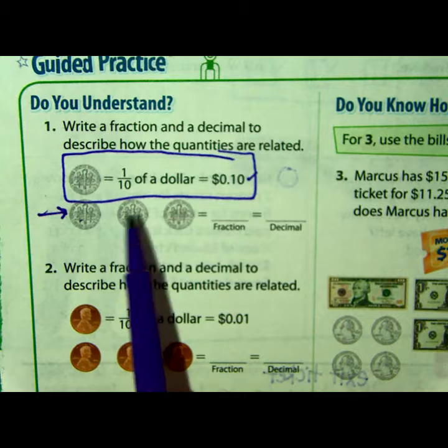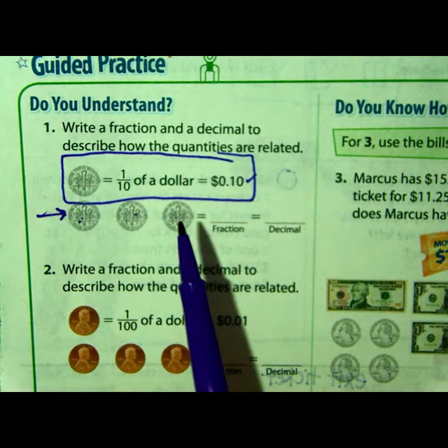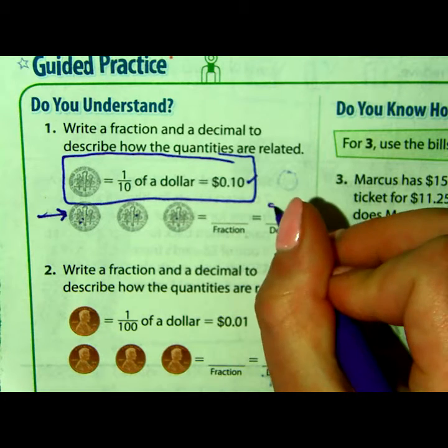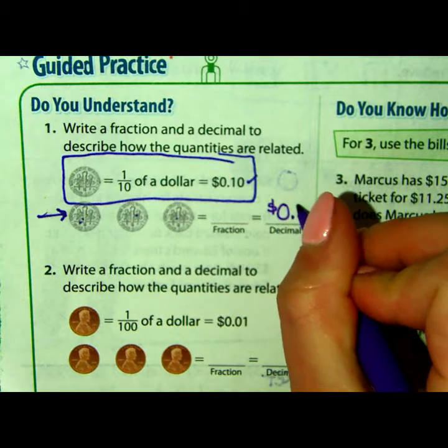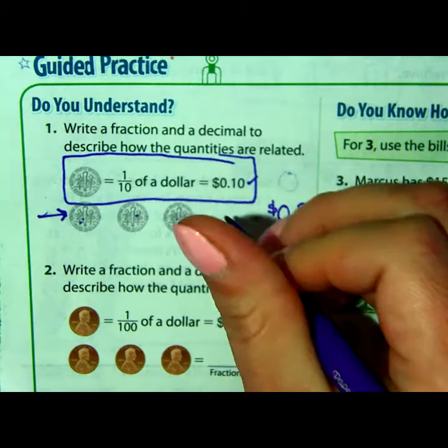So now let's look at this example. We have 1, 2, 3 dimes. If I were to count up, that would be 10, 20, 30 cents, right? So the decimal would be $0.30 or 30 cents. And I just said the fraction, right? You may have heard it, 3/10.